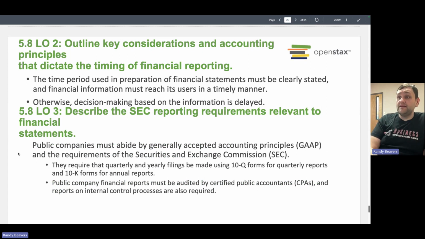So looking at timing, the time period used in preparation of financial statements must be clearly stated and the financial information must reach its users in a timely manner. Otherwise, decision-making based on the information is delayed. Now, in terms of what the SEC, Securities and Exchange Commission, requires, public companies must abide by GAAP, the generally accepted accounting principles in the United States, as well as the requirements of the SEC. They require 10Qs and 10Ks, as I previously mentioned, and public company financial reports have to be audited by CPAs, or certified public accountants, and reports on those internal control processes are also required.